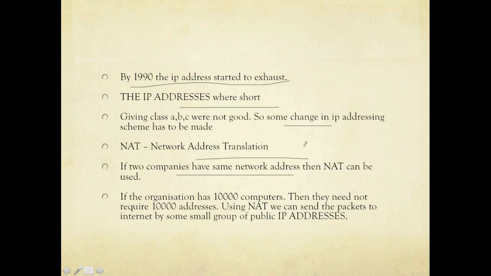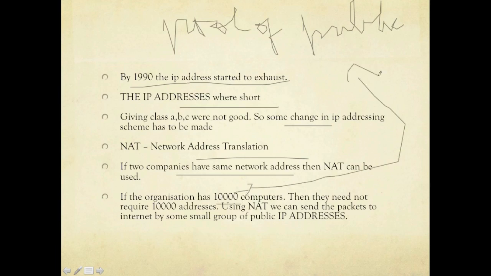So NAT is nothing but network address translation. For example, if two companies have the same network address also, using NAT it can be translated. Consider a company with 1,000 devices, but with 10 public addresses, all the 1,000 devices can be used. So this is the main advantage of NAT.